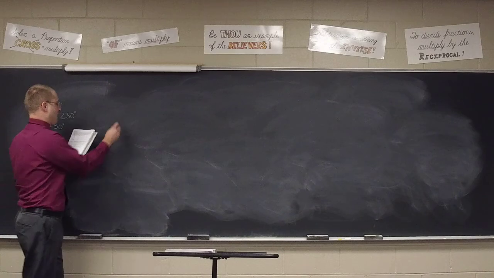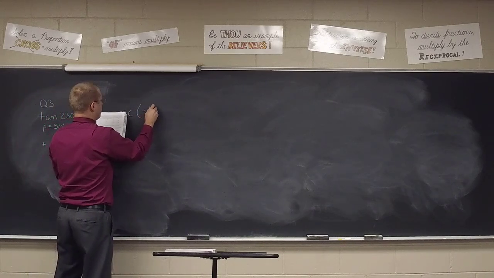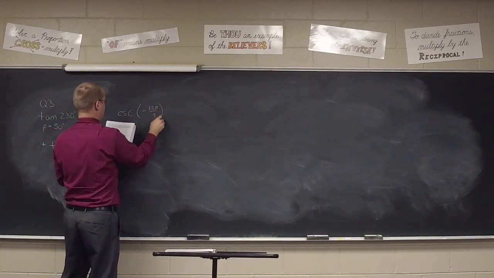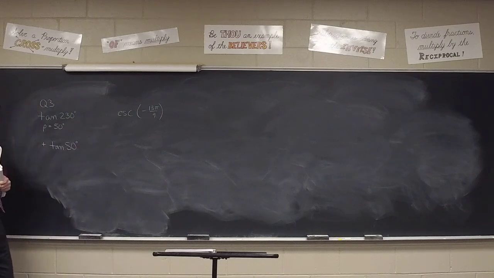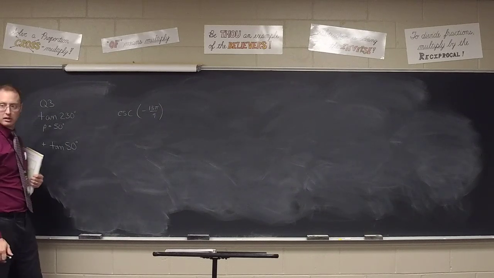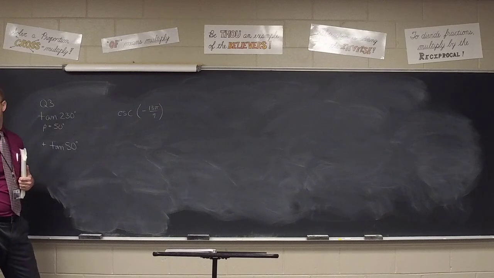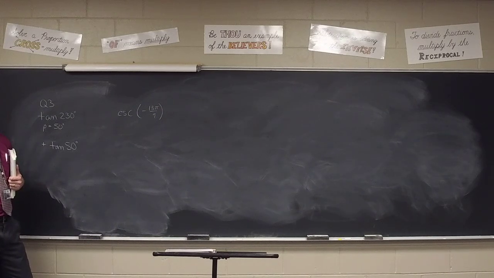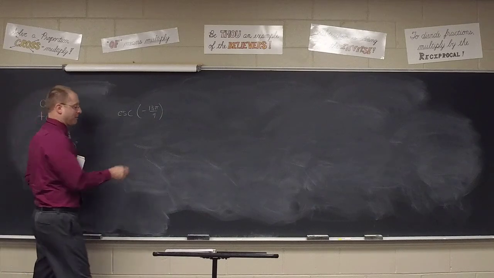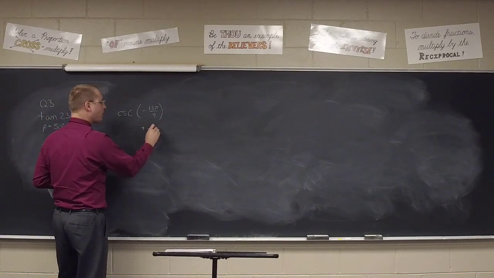On number 2, we have the cosecant of negative 13 pi over 9. So thought number 1, it's in radians. But thought number 2, that angle isn't between 0 and 2 pi. It's negative. What do I need to do? Add 2 pi, right? But how is my 2 pi going to look? I'm not going to just write 2 pi. I'm going to write it as a fraction.